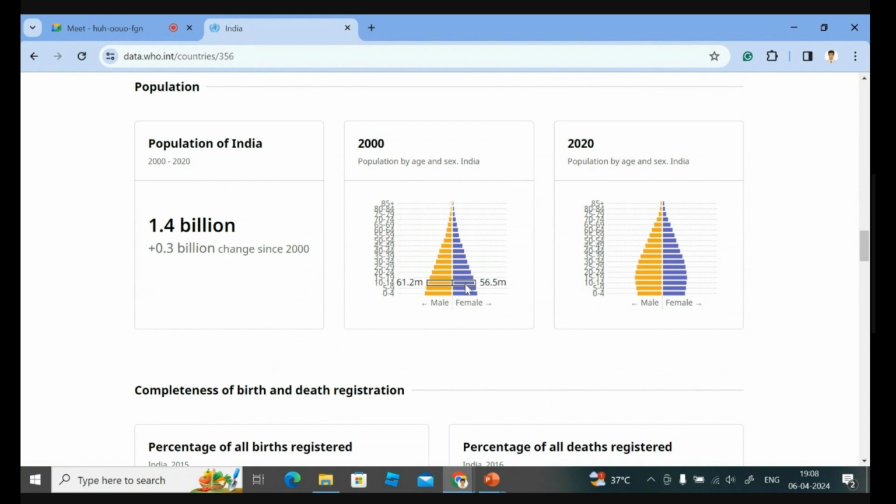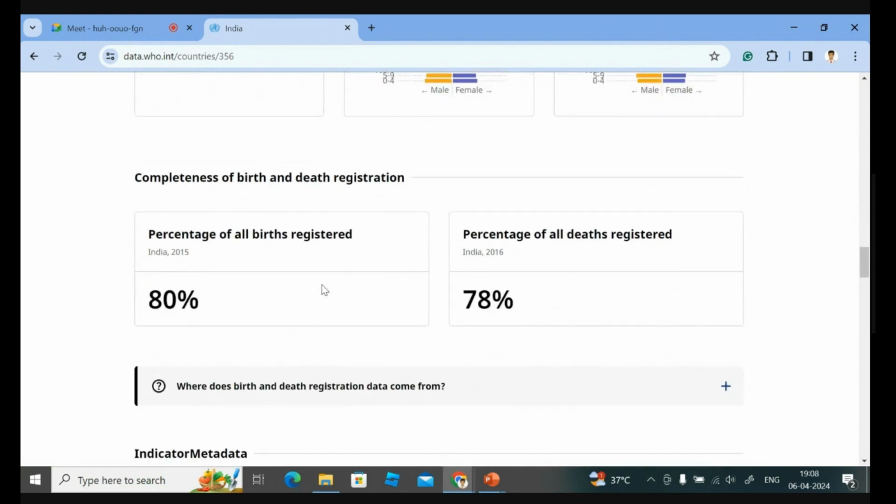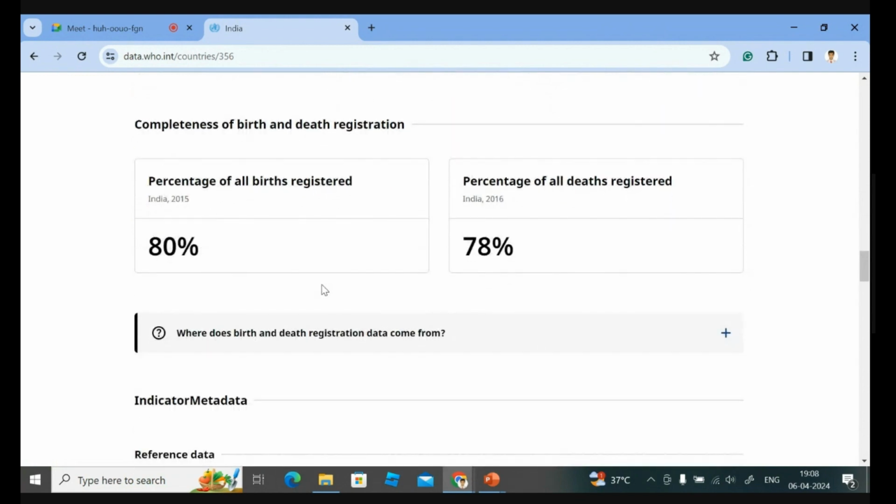Huge one. Look at that. That's really good. Okay, I'm going down. And the completeness of birth and death registration. What percentage of births are registered? This is a little old data, 10-year-old data. It's only 80% of them.